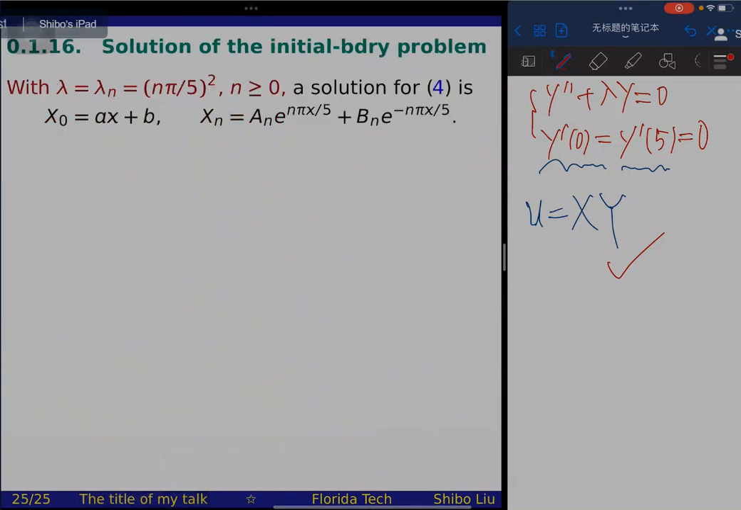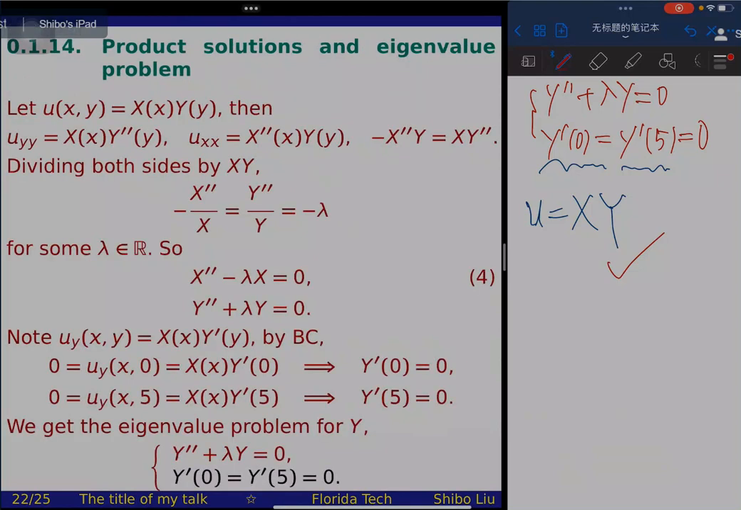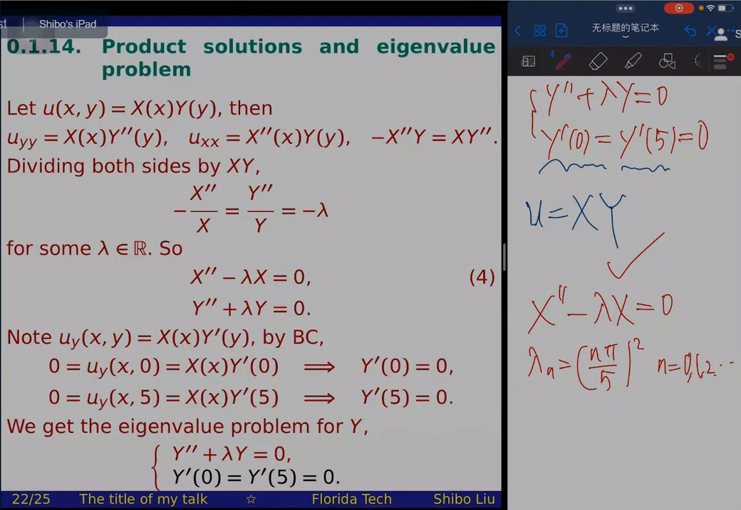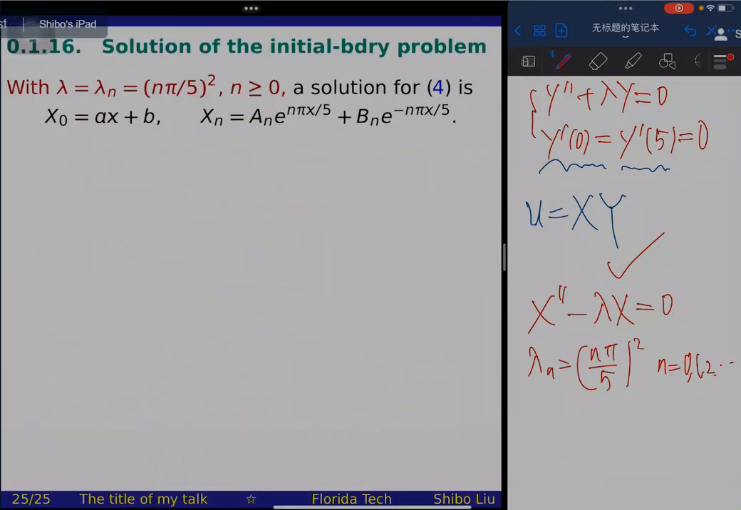Maybe I should copy the ODE to the board. X double prime minus lambda X is 0. Lambda n is (n pi over 5) squared, n from 1, 2, and so on. But remember, when n is 0, lambda 0 is just 0. So 0 is also an eigenvalue, and we need to consider n equal to 0 as well. When n equals 0, lambda is 0, so X double prime is 0. So X is a linear function, ax plus b, denoted by X0.